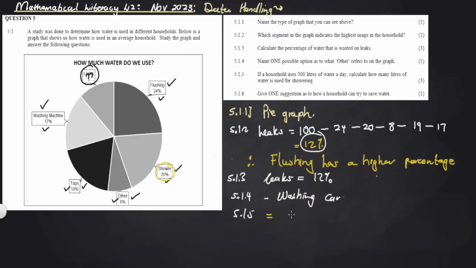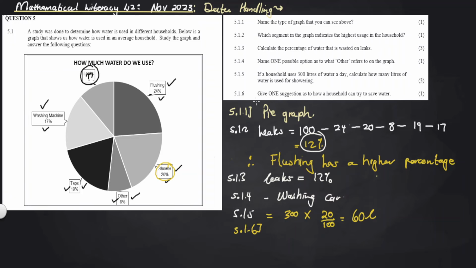So it's going to be 300 liters multiplied by 20%. So that's going to be 20 over 100. 300 times 20 over 100. Answer, that's 60 liters.